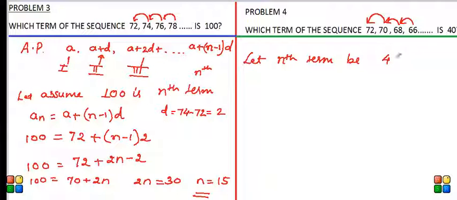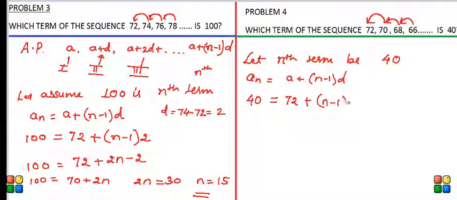When nth term is 40, we know the formula remains the same, a plus (n minus 1) into d. In both the cases a is 72, the very first term. So we are assuming 40 itself to be the nth term. First term is 72 plus (n minus 1), we require to find this n only, into d. D is now 70 minus 72, that is equal to minus 2.